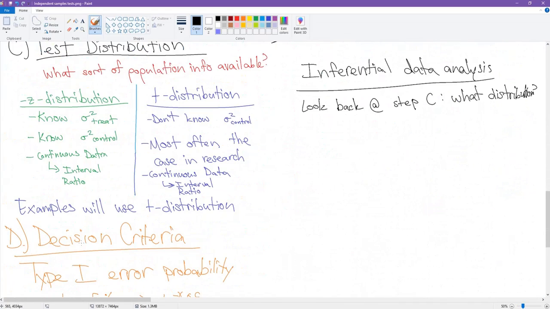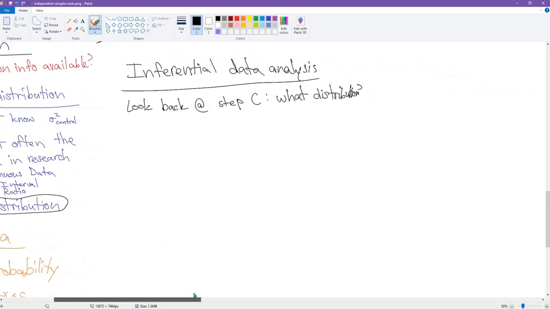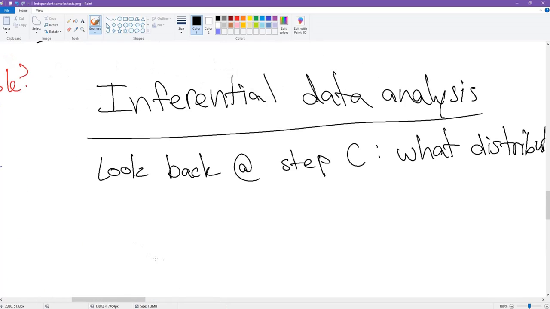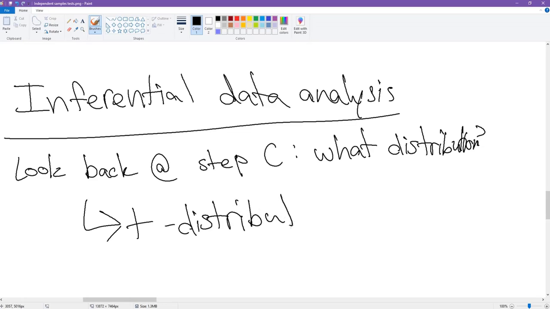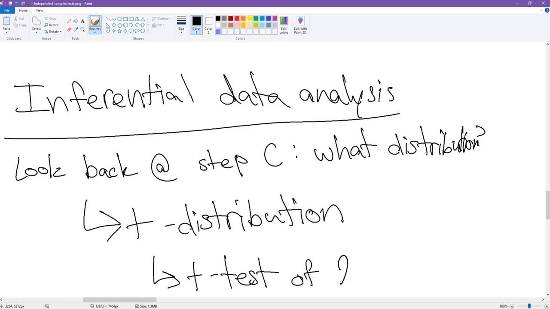A, B, or C, and I said examples will use the t distribution. Okay, so that's good. At least I don't have to figure that out now. That's why I did it ahead of time. And so it specifically said that I will be using the t distribution. That means that the test type I'm going to be dealing with is known as a t-test. Specifically, of 2 independent samples.